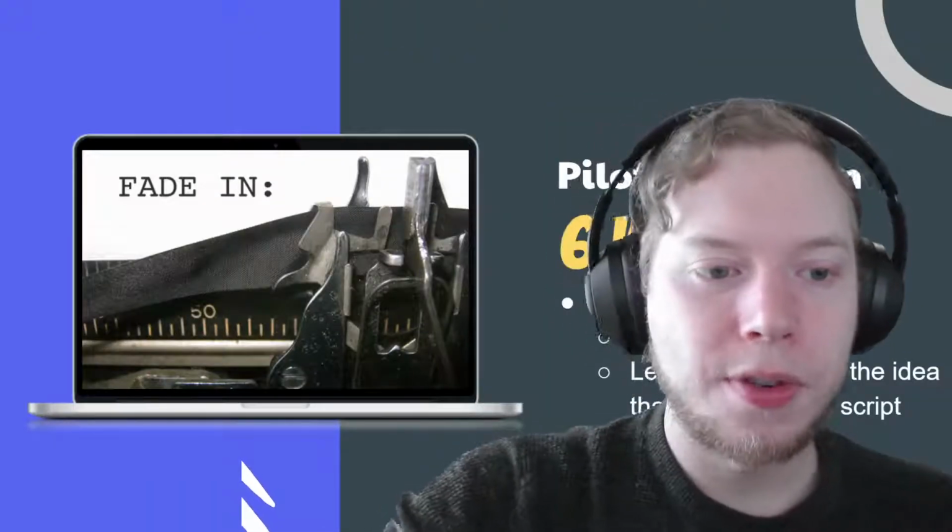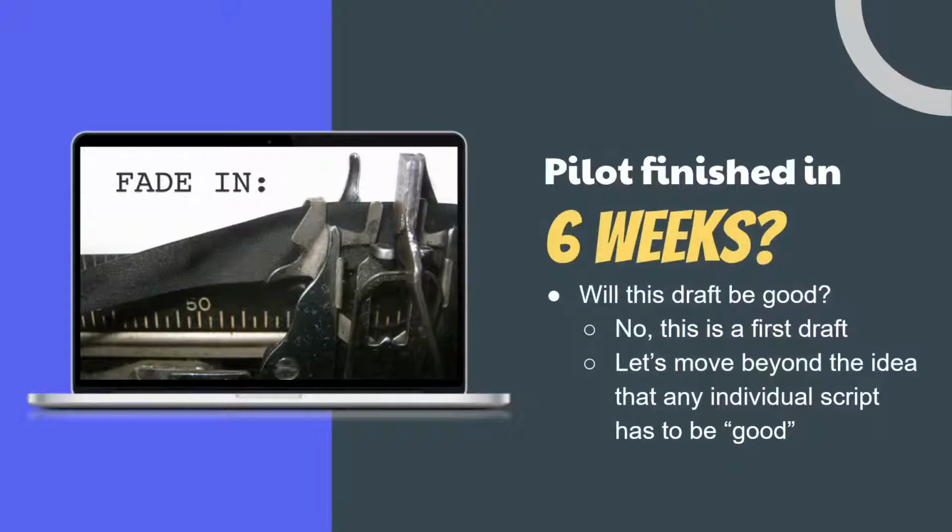Let's just remind ourselves, before we go further, pilot in 6 weeks, will this draft be good? No. Probably not. This is a first draft, and beyond that, you should move beyond the idea that any individual script needs to be good or has any sort of direct hurdle that you're trying to jump over. The goal is to improve yourself.